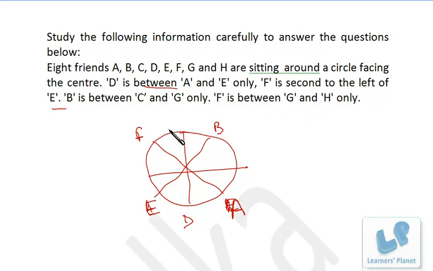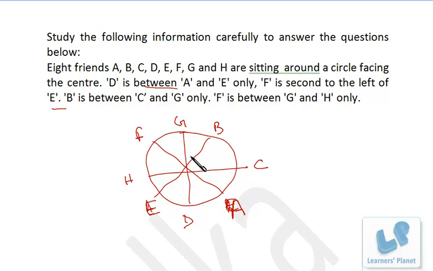Now F should be between G and H, and B is between C and G, that means G must be here, C must be here, and H must be here. Now both the conditions are satisfied. B is between C and G and F is between G and H. So this is the order.